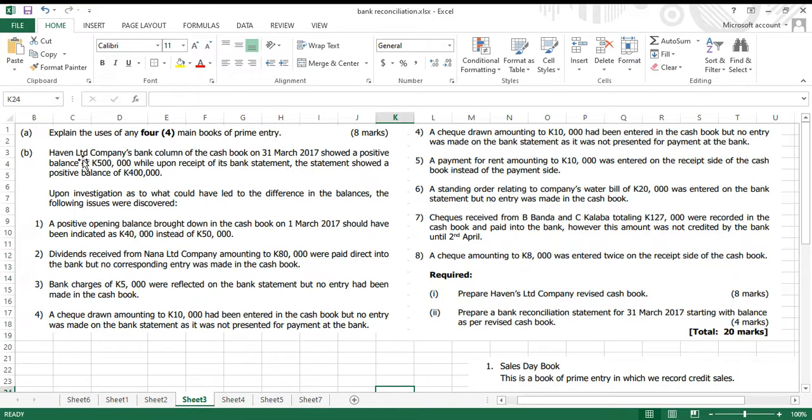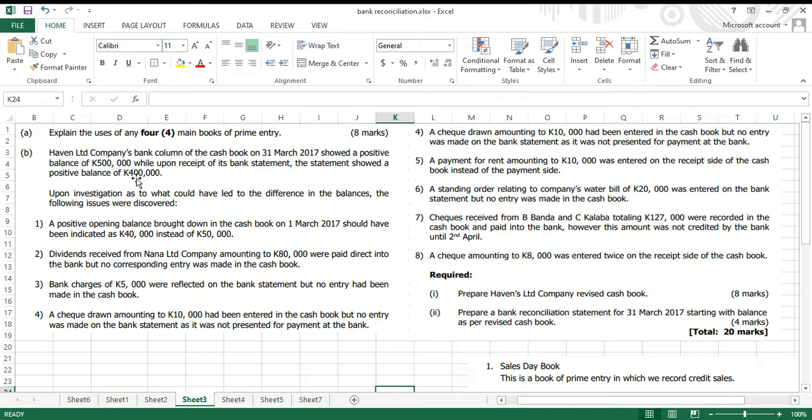The question reads: Heaven Limited Company's bank column of the cash book on 31st March 2017 showed a positive balance of 500,000, while upon receipt of its bank statement, the statement showed a positive balance of 400,000.